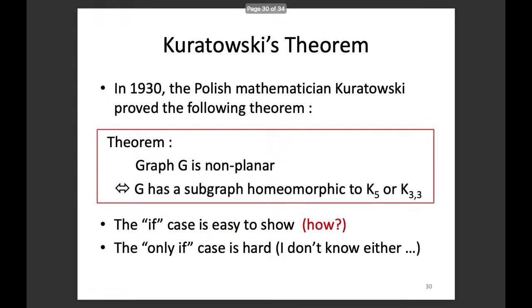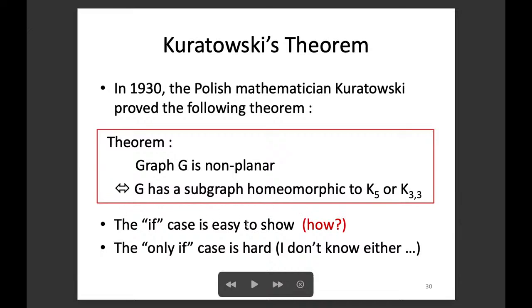Now, Kuratowski proved the following theorem. He says that if a graph G is not planar, then G must contain a subgraph inside, and this subgraph is homeomorphic to K5 or K3,3. We recall that K5 is not planar, and K3,3 is not planar. So Kuratowski says that if G is not planar, there must be some problematic part inside that looks like either K5 or K3,3.